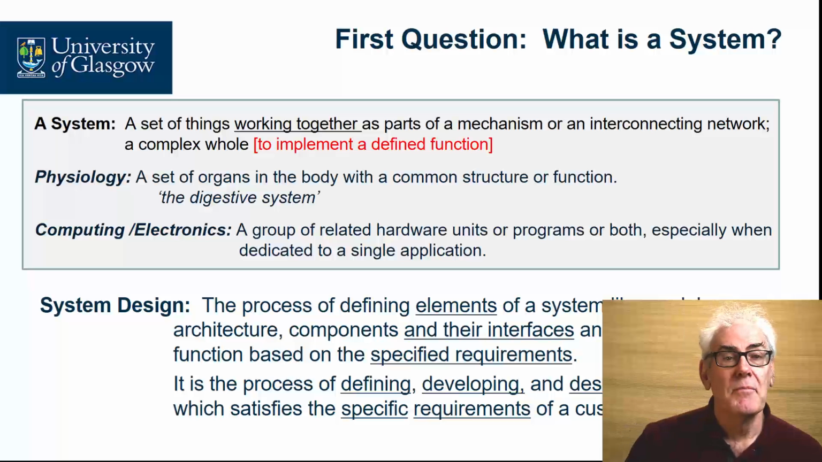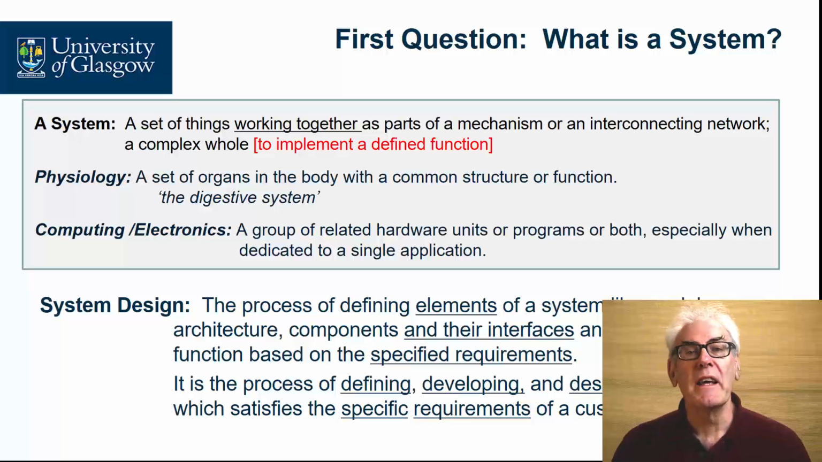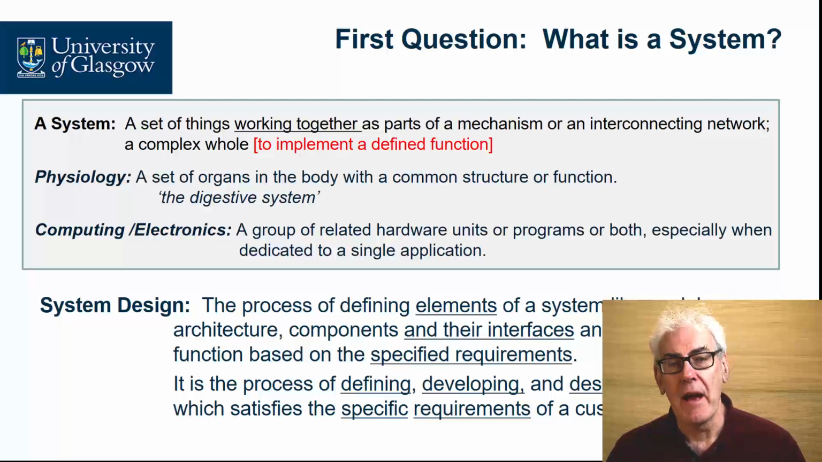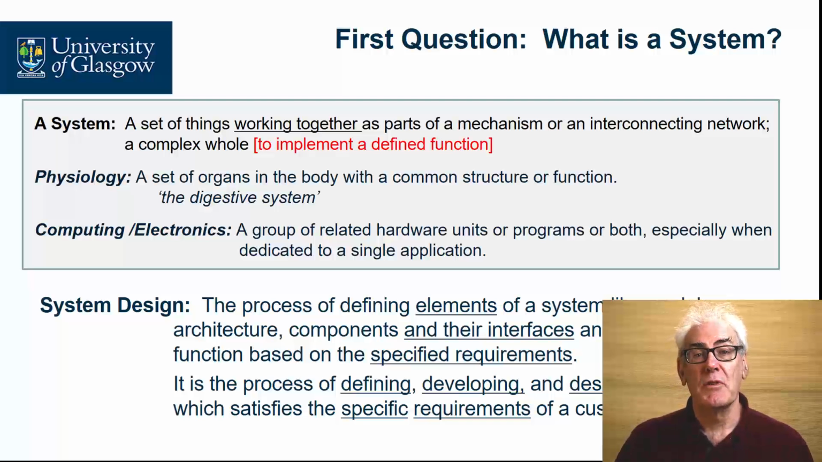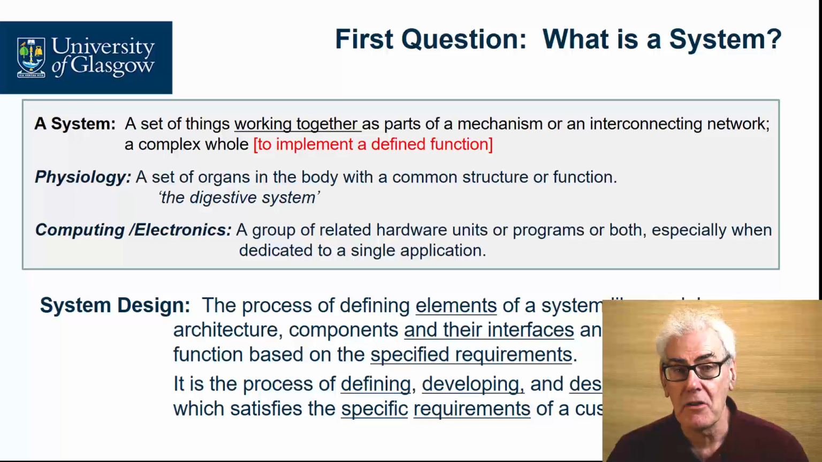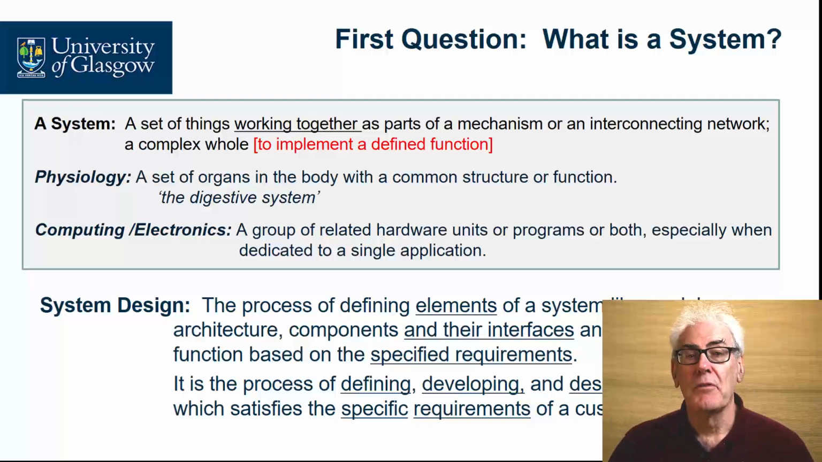A system is a set of things working together as parts of a mechanism or an interconnecting network to implement a defined function. In physiology, inside your body, it's a set of organs within the body with a common structure or function, the digestive system. And in computing and electronics, it's a group of related hardware units or programs, or both, especially when dedicated to a single application.